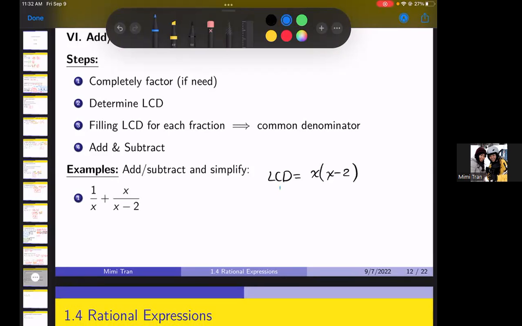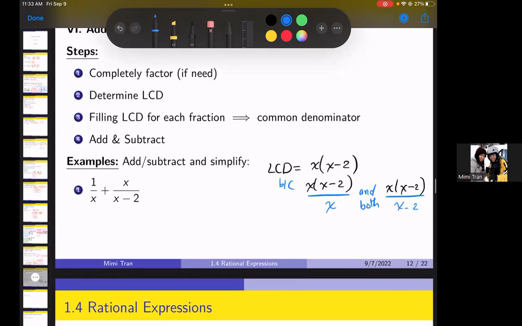You don't have to write this down, but if you want to, you can. The LCD is divisible by x, and it's also divisible by x minus 2. I keep saying plus x minus 2. You want to pick something that is divisible by both at the same time. Okay, so what do I do next?